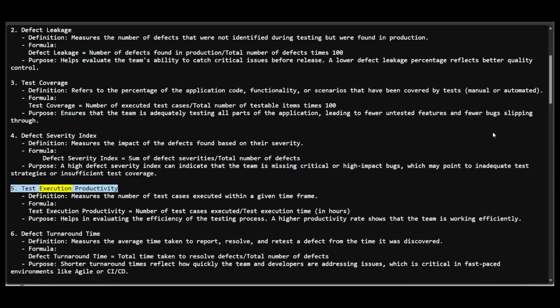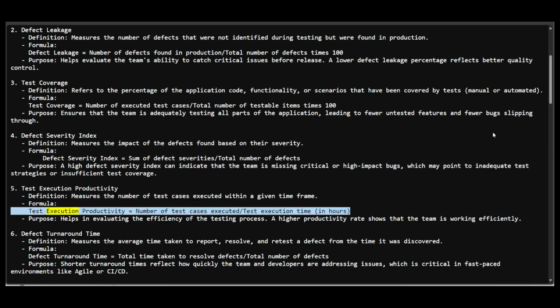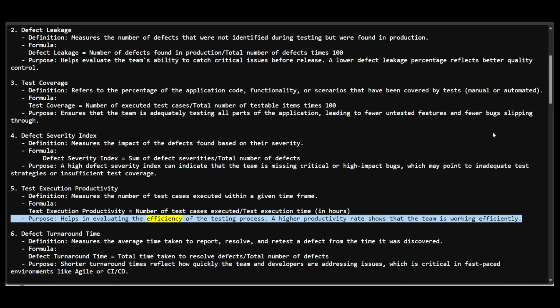5. Test execution productivity. Definition: measures the number of test cases executed within a given time frame. Formula: test execution productivity equals number of test cases executed / test execution time, in hours. Purpose: helps in evaluating the efficiency of the testing process. A higher productivity rate shows that the team is working efficiently.